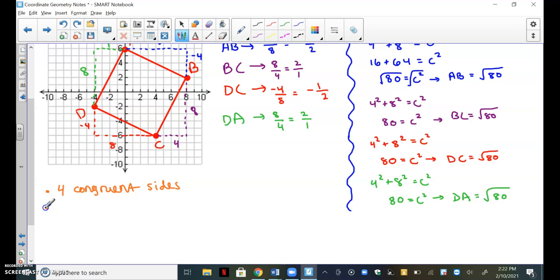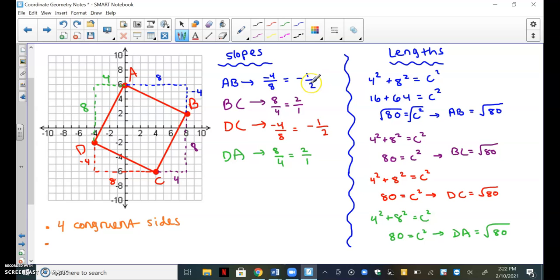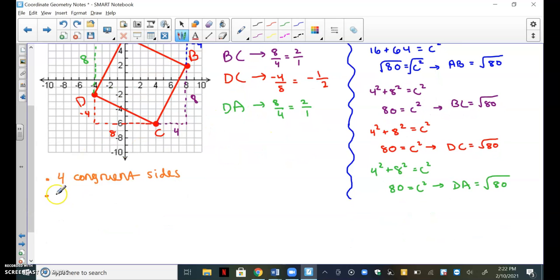And what else do we have? Well, we can see that there are parallel sides, right? AB is parallel to DC because they have the same slope. BC is parallel to DA. So we could just say that opposite sides are parallel.